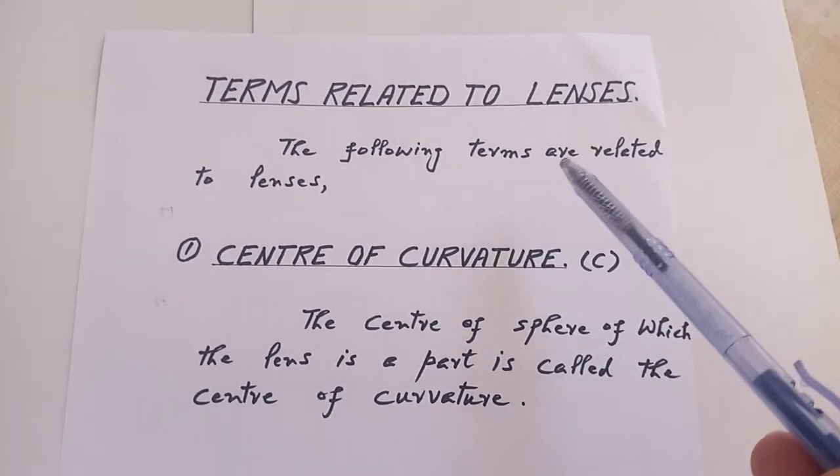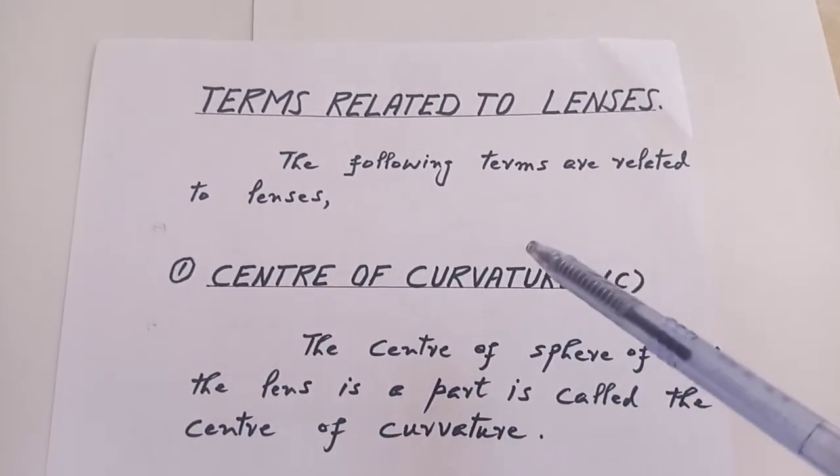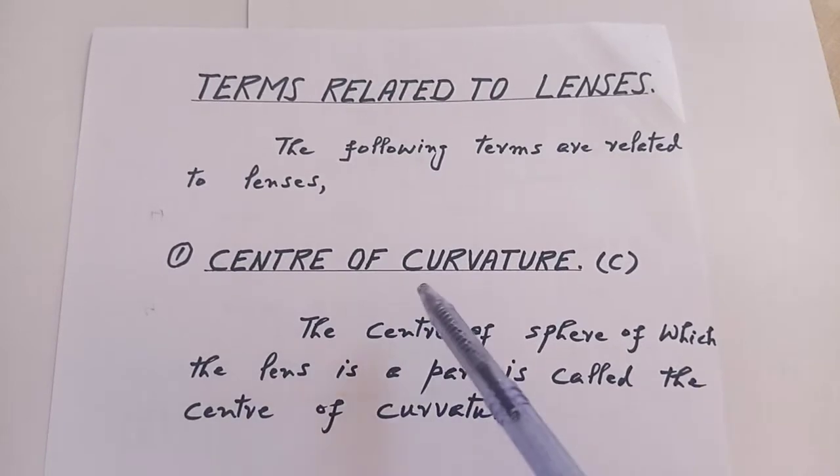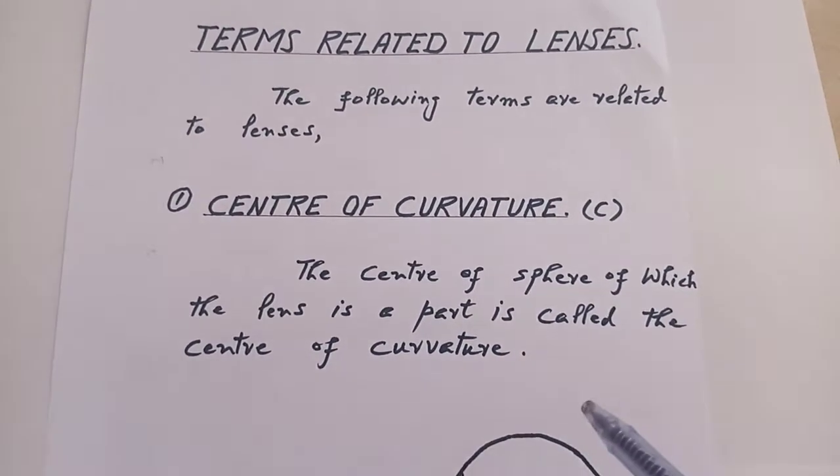Now, there are different terms related to lenses, and we are going to discuss these terms. First term is center of curvature. Center of curvature is noted by C. What is center of curvature?